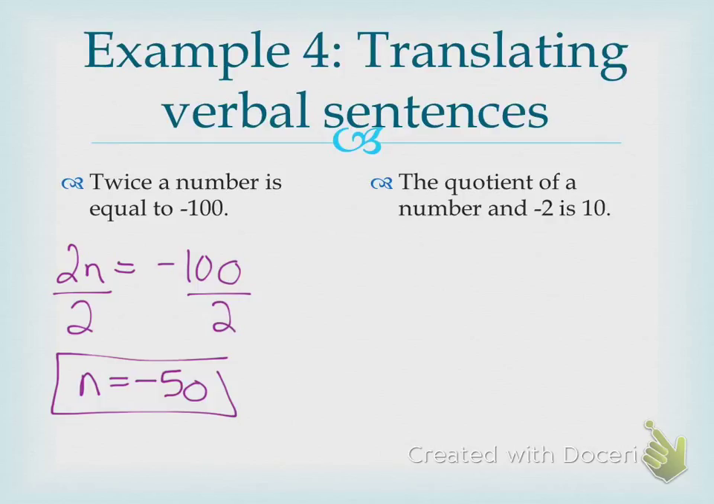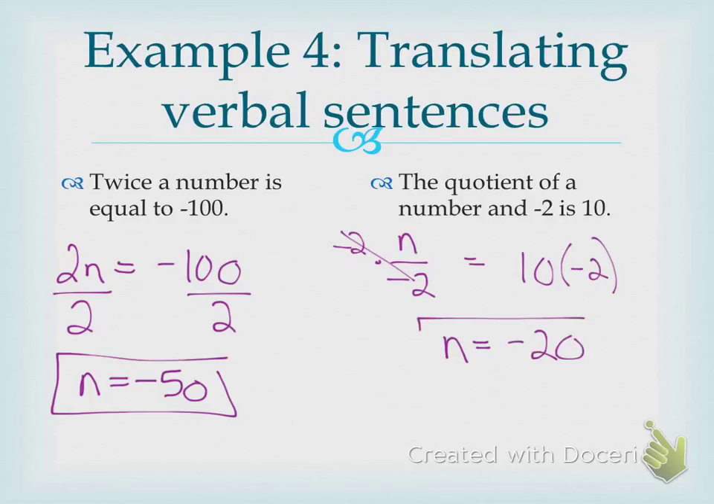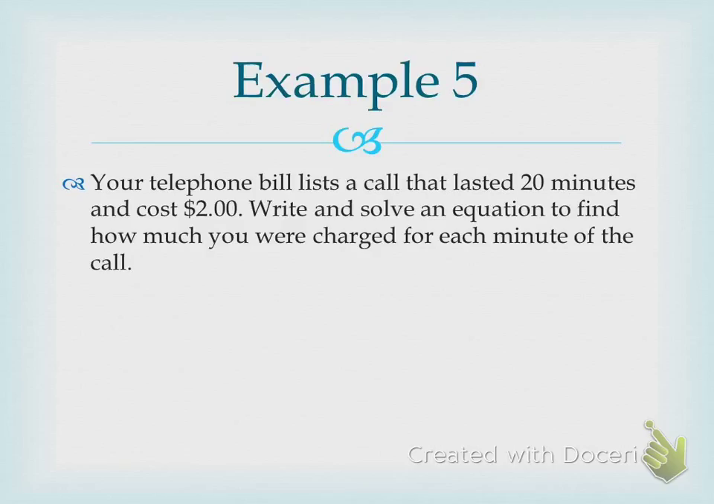What about the second one? Anybody think they know the equation that it would be? Elena? Very good. N divided by negative 2 equals 10. So how do I solve for n? Right. Multiply both sides by negative 2. Multiply by negative 2, and what does n equal? 10 times negative 2. Negative 20. Okay, this is like numbers 34 and 36 on your homework tonight. Okay, one more example and we're done.